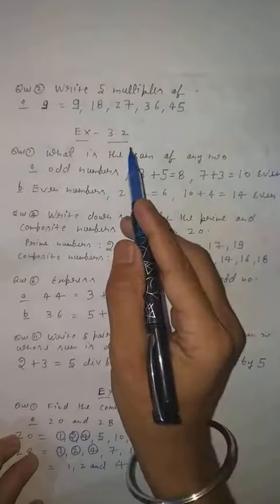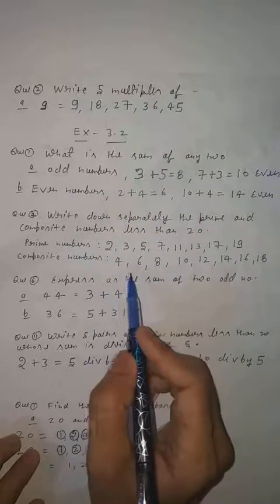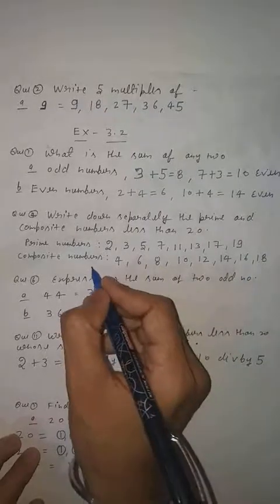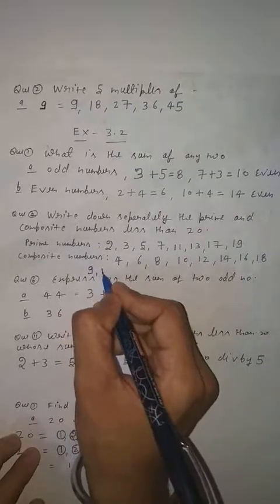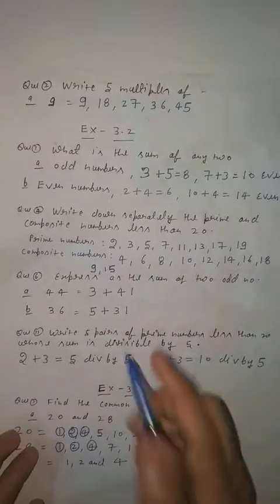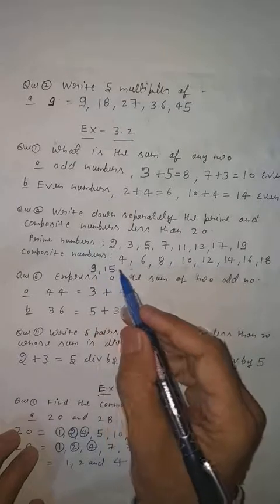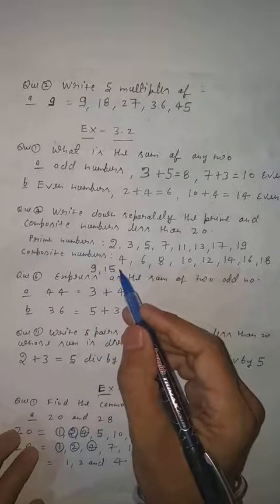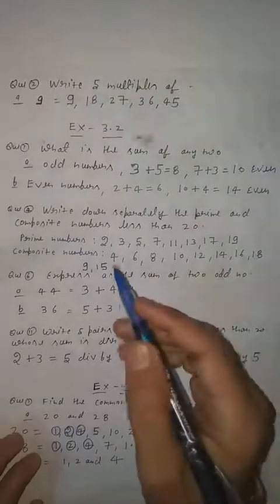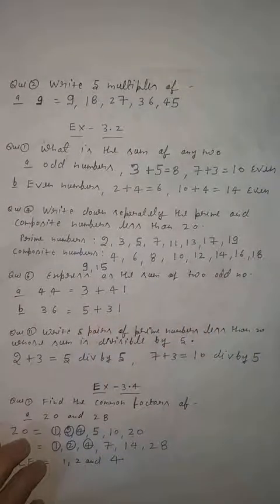But before that, I want to correct something. Here, in exercise 3.2 of NCERT, I wrote prime numbers and composite numbers, but something is left out: 9 and 15 are also composite. 9 is divisible by 1, 3 and 9, which is more than 2 factors, and 15 is also divisible by 1, 3, 5. So please correct it. Clear, students? 9 and 15 are also composite numbers.